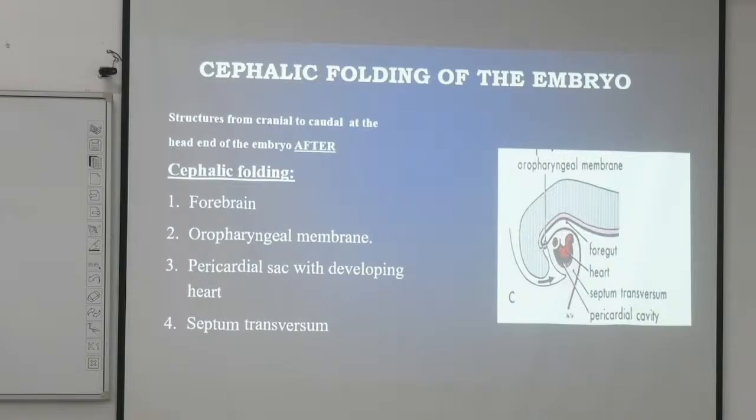And then we have the cardiac tissue lying on top of it, and then we have this mouth which is formed here. We call it the oropharyngeal membrane or buccopharyngeal membrane. Then we have the head, neck, and the brain developed. So this is how cranial folding or head folding happens and switches the orientations of the structures.